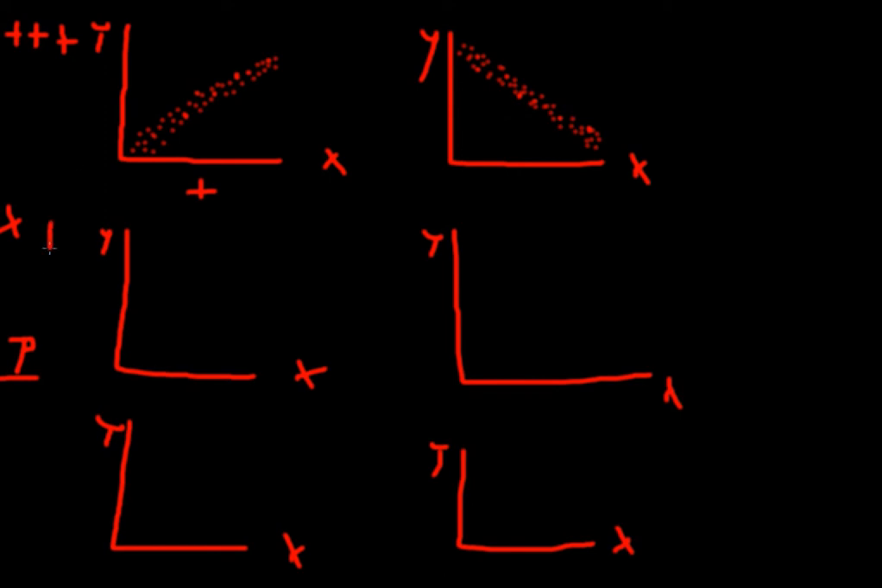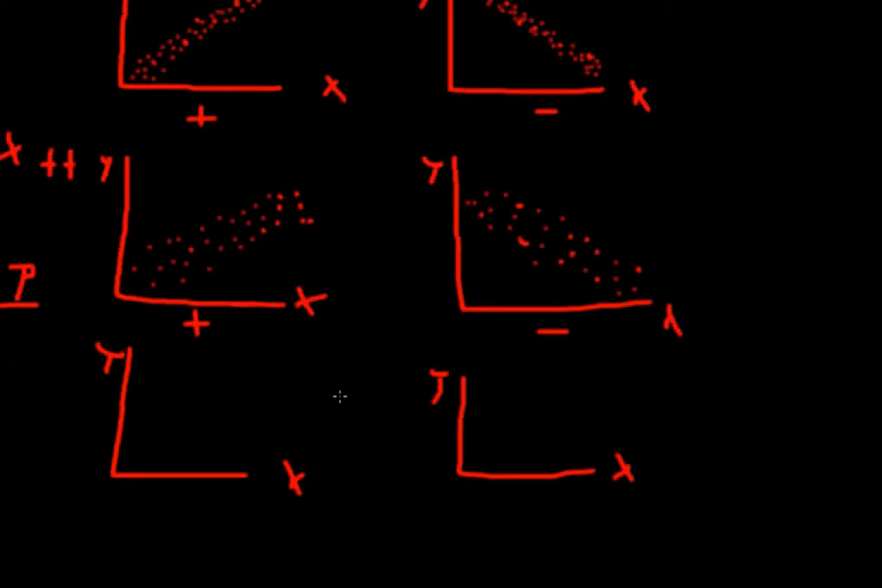You could also have a, let's say, medium sized relationship. A positive, for example, might look something like this. Okay, so you still have a relationship, but it's not so narrow as in our other example. So it might look something like this. Or again, for the negative relationship, it might look something like this. Okay, so this is a medium-sized positive relationship, and this is a medium-sized negative relationship.